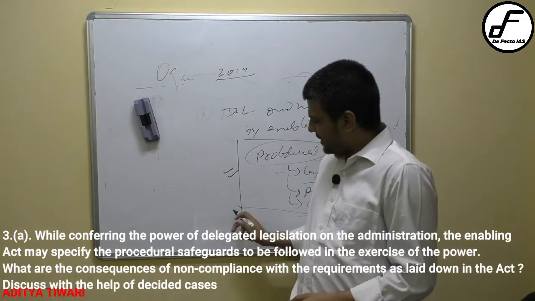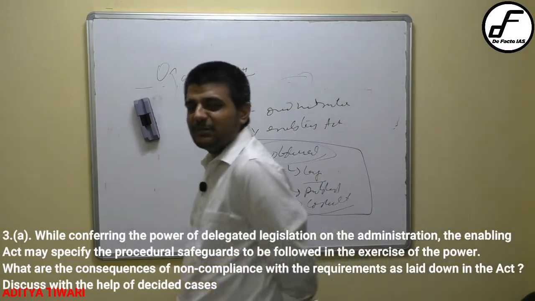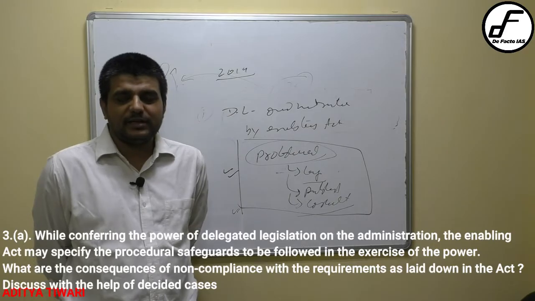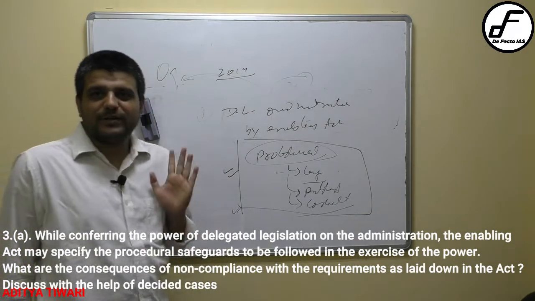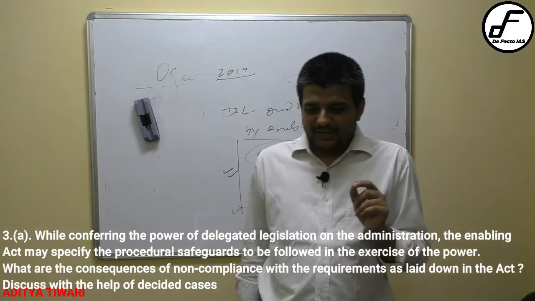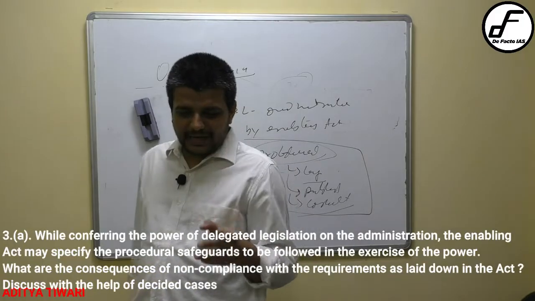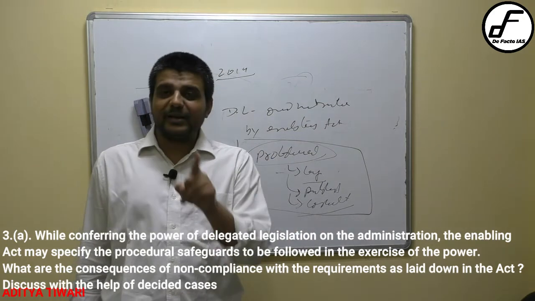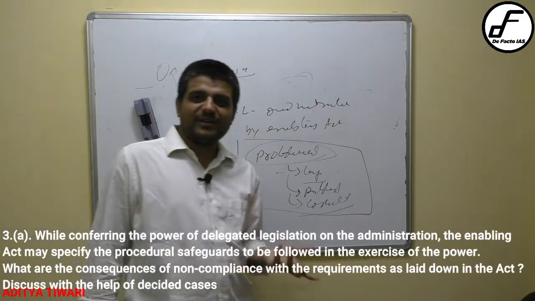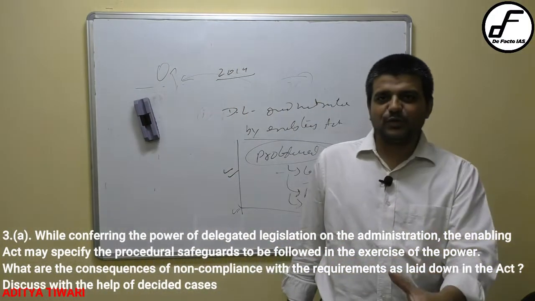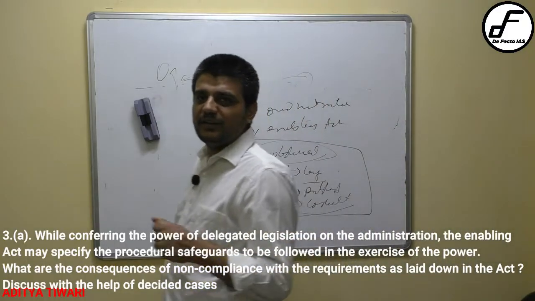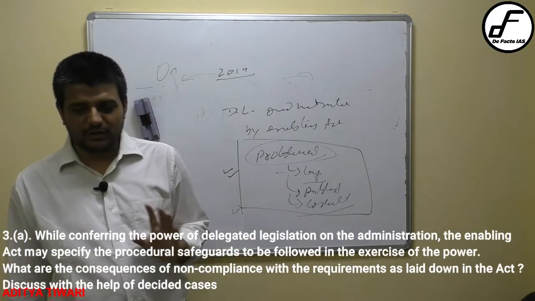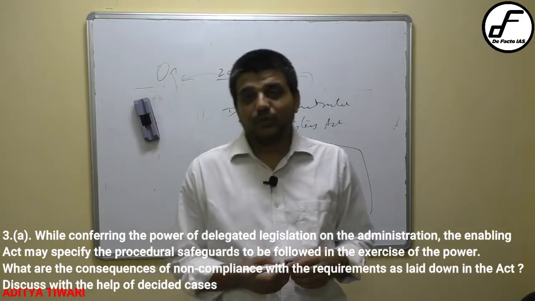And the crux of the answer will be that if it is mandatory by the scheme of the whole act, and you do not follow the safeguard, then the delegated legislation shall be held invalid. That is the main point. Understood that particular point? So while conferring delegated legislation on administration, the enabling act may specify procedural safeguards to be followed in the exercise of the power. What are the consequences of non-compliance with such a requirement? The consequence of non-compliance is basically that if it is mandatory, which can be understood by the scheme of the act, then non-compliance will lead to declaration of that particular delegated legislation as void, non-existent.